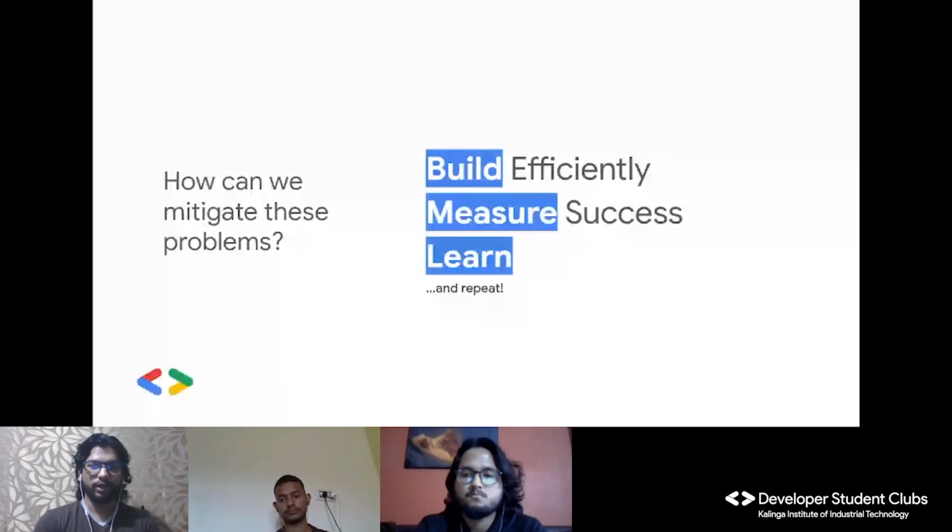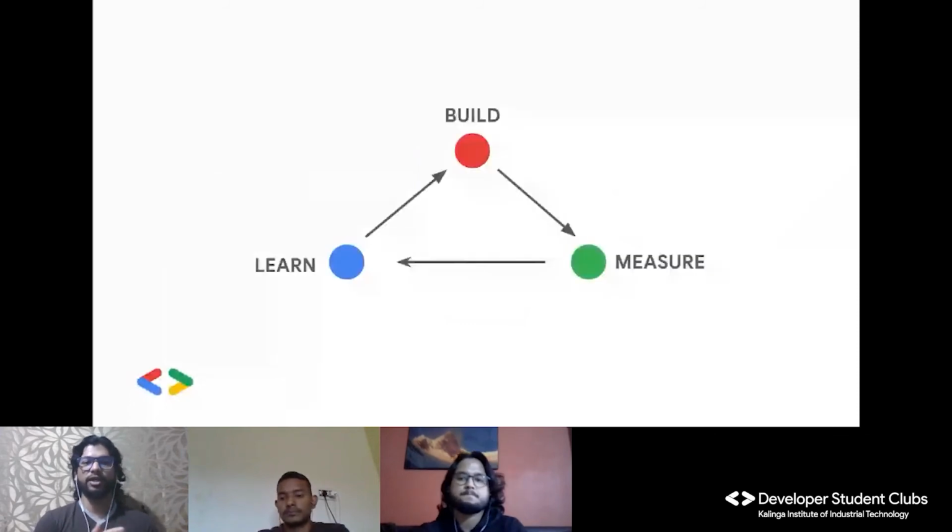So we call this the build, measure, learn cycle. The idea is that you build a product, you measure success, you learn from the failures, and then repeat again. The key is that the faster you move, the better your product will get. It will also save a lot of time, because time is money, and the faster you come up with a product, the more chances are that you are going to sell it.